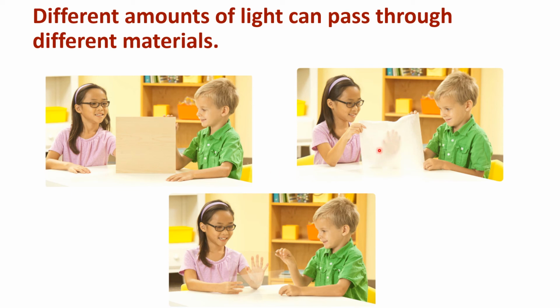What about the wax paper? Some light can pass through the wax paper. And with the clear glass, all the light will pass through the glass. So, what can you conclude? These objects will not let the same amount of light through because they are made of different materials.